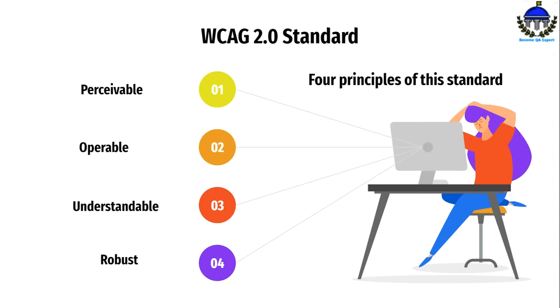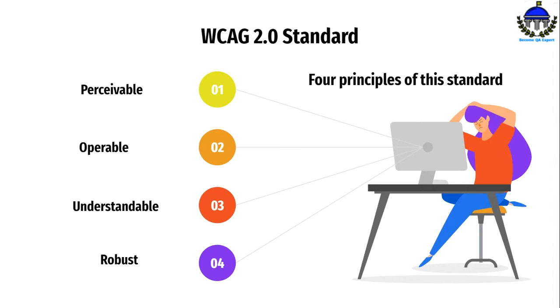Understandable. This principle provides guidelines on how content can be made easier to understand for all users. For example, it recommends providing alternative or supplemental representations of information.